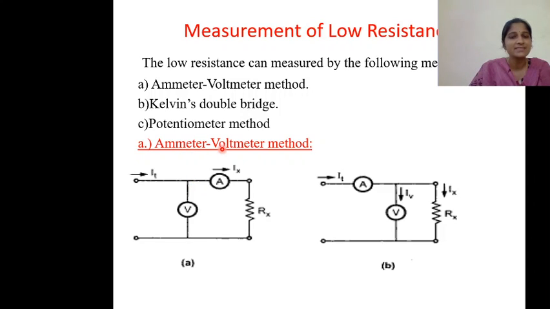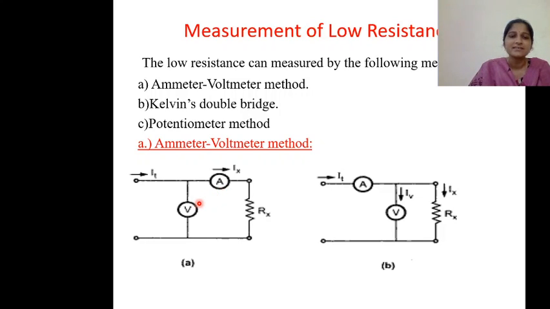Ammeter voltmeter method means the circuit should consist of an ammeter and also a voltmeter. The resistance which you need to measure is marked as Rx. Here Rx is the low resistance which you need to measure, and you use a voltmeter and ammeter. The voltmeter will give you the voltage rating, and the ammeter will give you the current rating. So what is the resistance? Resistance is equal to the voltage divided by current.